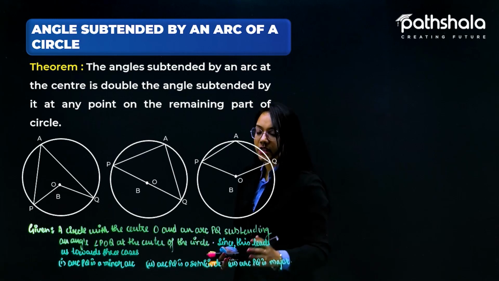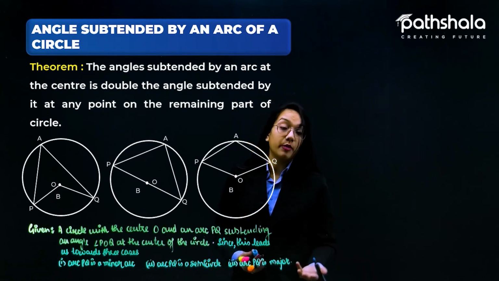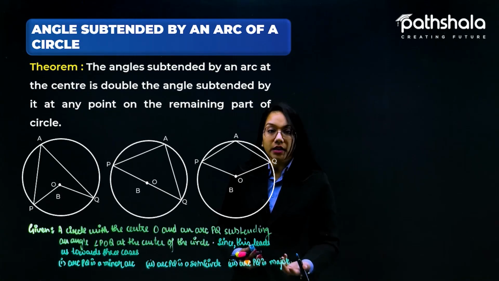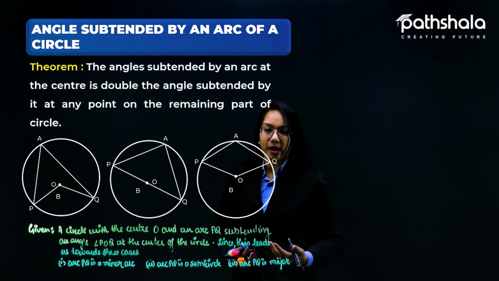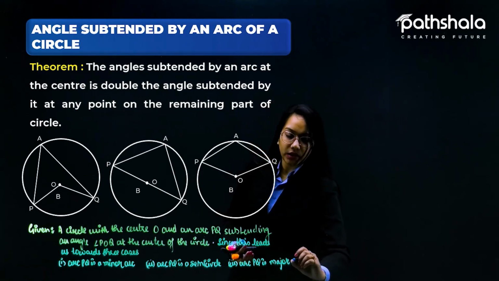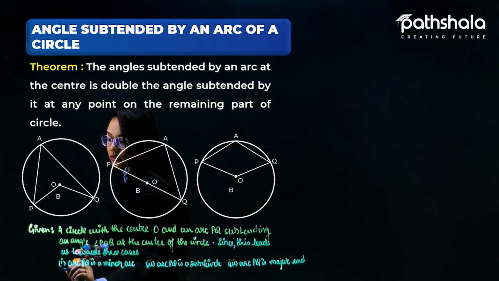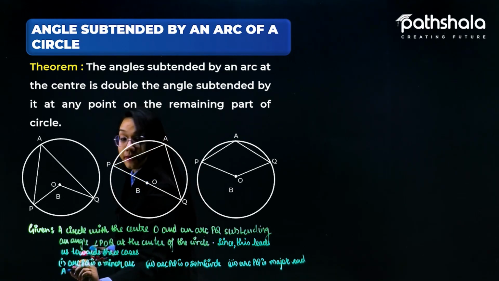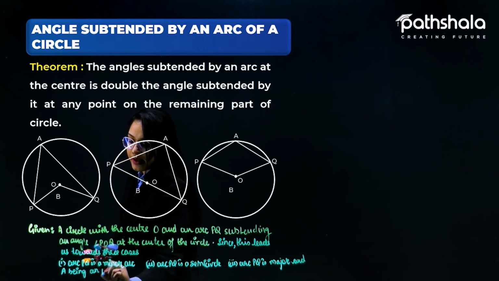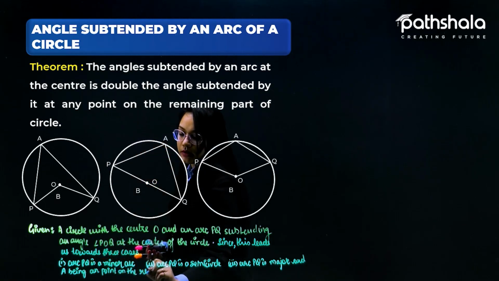So we are taking three cases here: arc PQ is a minor arc, arc PQ is a semicircle, arc PQ is a major arc, and we are also taking A to be any point on the remaining part of the circle.